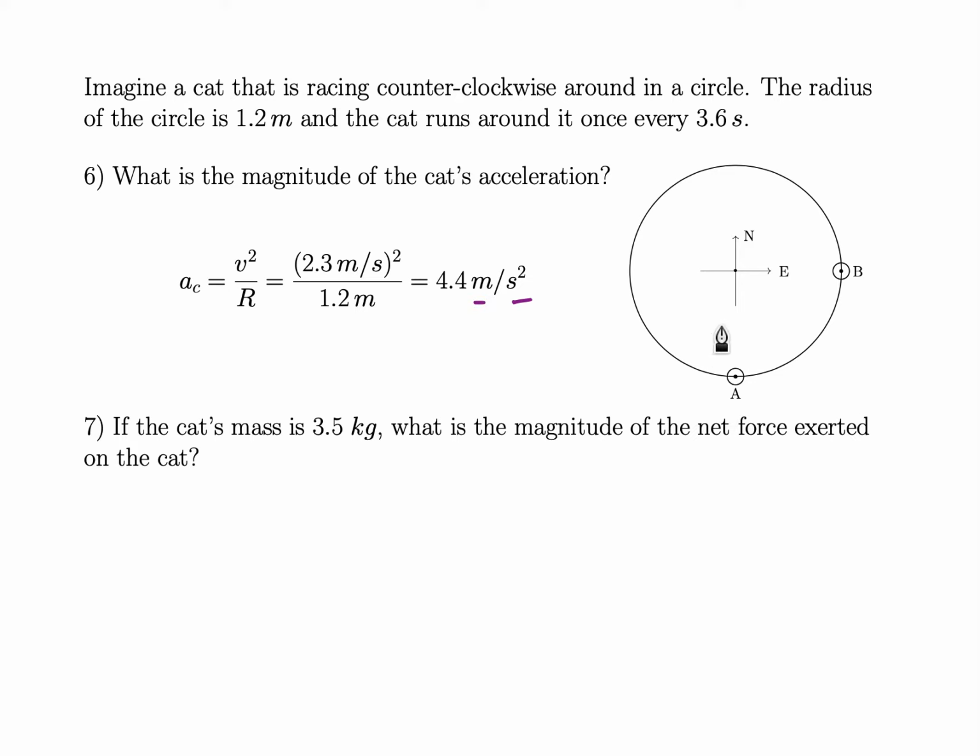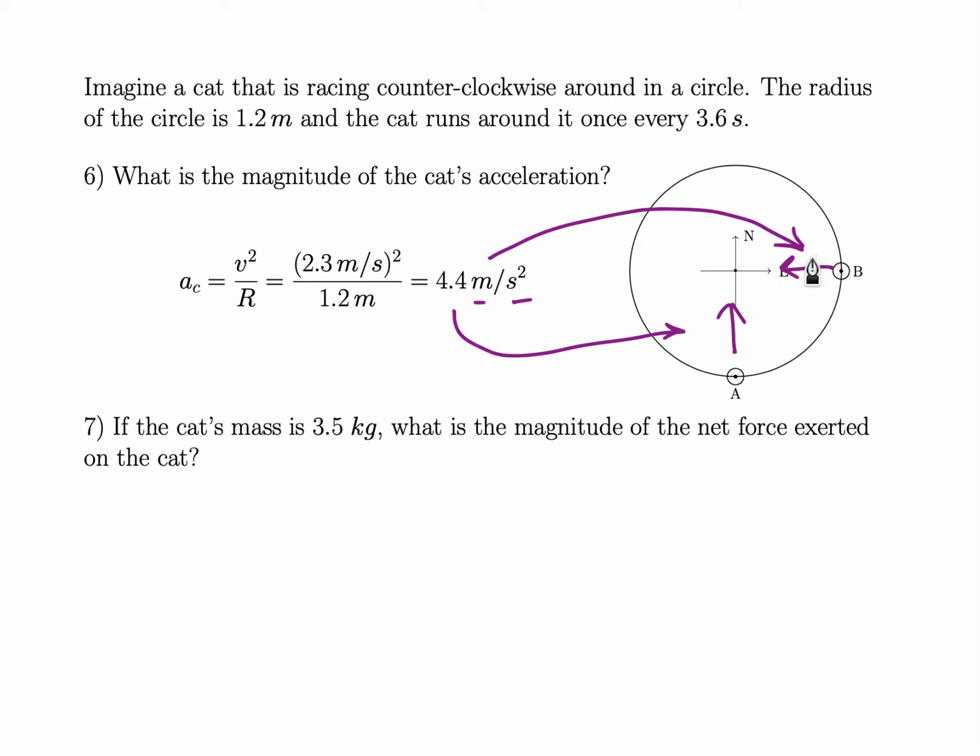So if you wanted to know at A, for example, what's the direction of the acceleration vector, it would be like this. And its magnitude would be 4.4 meters per second squared. If you wanted to know what was the acceleration vector at B, it would be like this, pointing toward the center of the circle, but its magnitude is also 4.4 meters per second squared. So the acceleration vector always points toward the center.